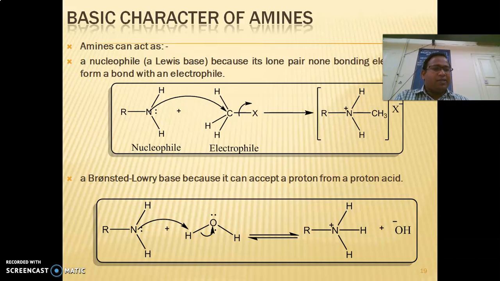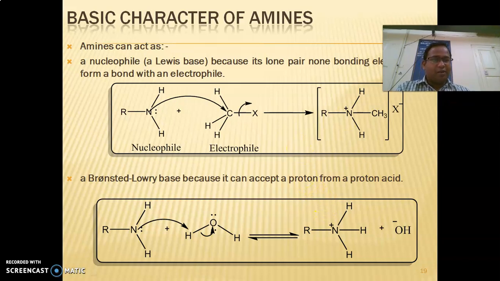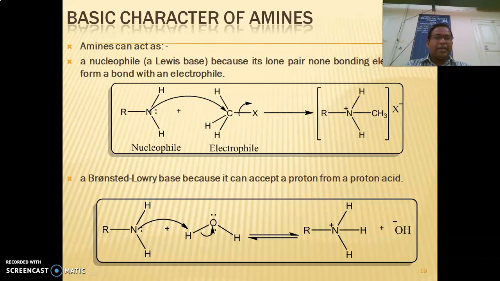So what is a base? A base can be explained by taking three theories: the Arrhenius theory, the Bronsted-Lowry theory, and the Lewis acid theory. In order to understand the basicity of amine, now we will look into two reactions written in this slide.